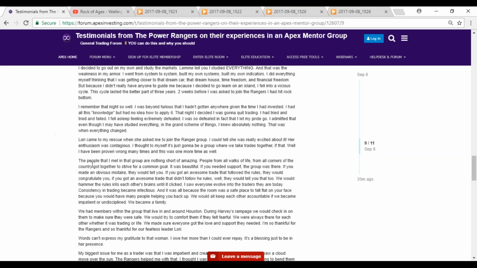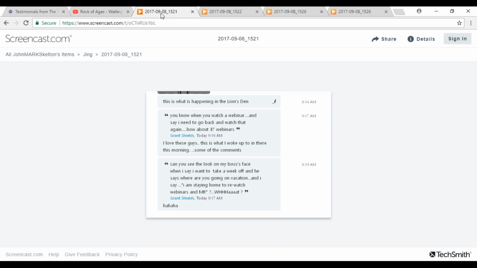Guys, I can go on and on here. From today, Lori was sending me some stuff earlier. There's another group that I haven't shown you that Lori recently put together with some other existing traders, and she calls that the Lion's Den. She's got her lions in there, and just some shots from that group that she sent me. Here's Grant. Grant was saying, when you watch a webinar and people say you need to go back and watch it again, he's like, how about 37? I need to go back and watch a ton of these several times. He's like, I can see the look on my boss's face when I say I want to take a week off, and he says, where are you going on vacation? I'm like, I'm staying home to rewatch webinars and market replay.